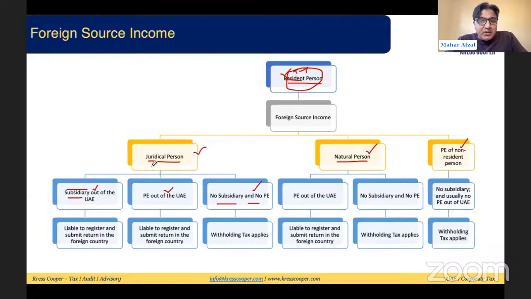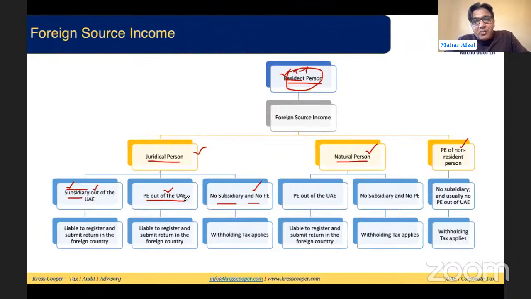Now, juridical persons that are controlled and managed from the UAE or incorporated in the UAE may have one more company out of the UAE. Or they may not have a company but have a branch, a fixed establishment which becomes a PE out of the UAE. Or they may have no subsidiary, no company, no PE, and still they are generating income out of the UAE.